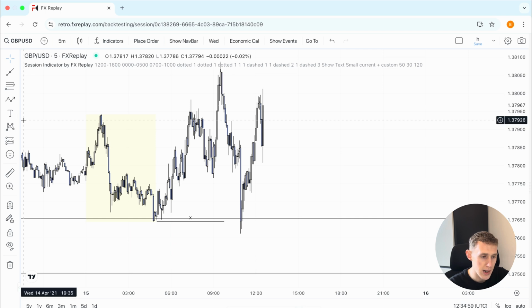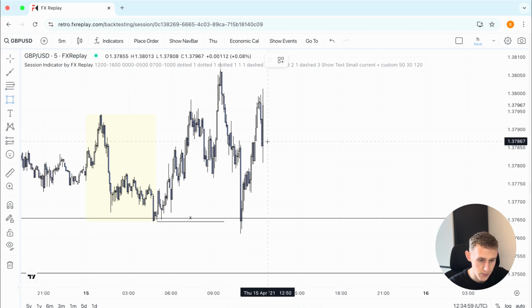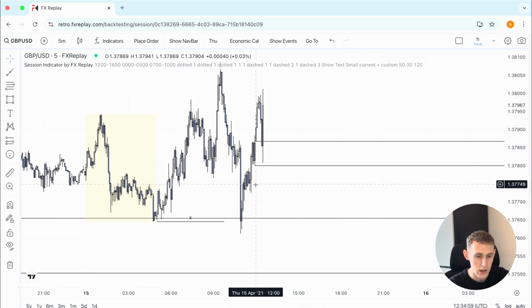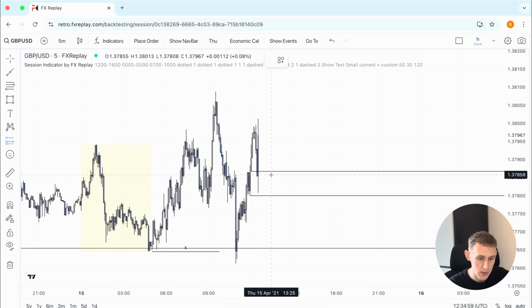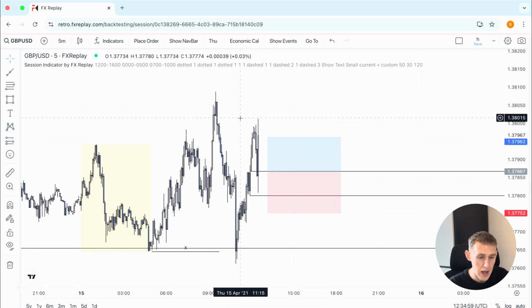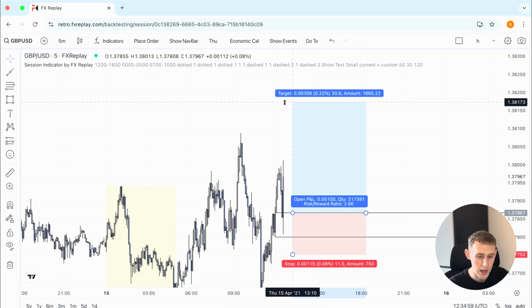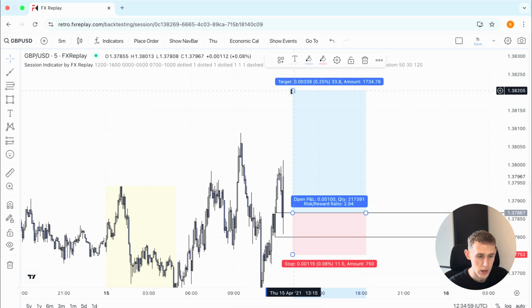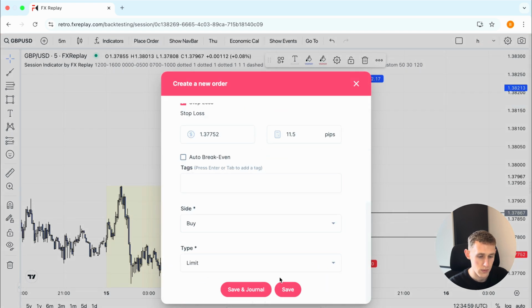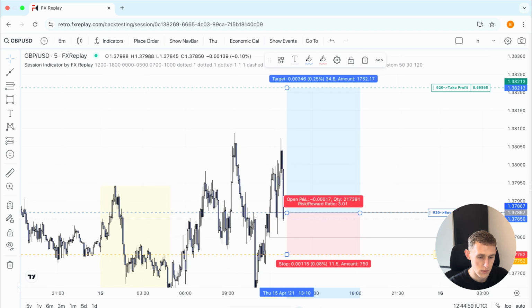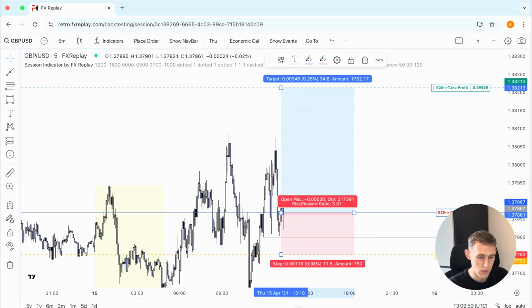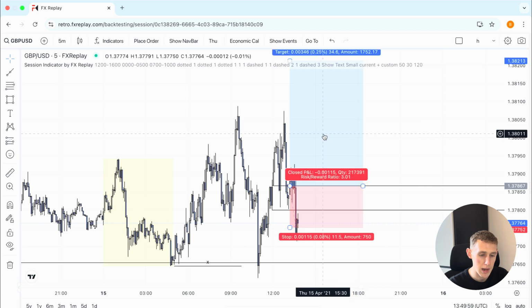Damn, I played price too quickly there. This should have been the entry, just here. Maybe if we can retest it, I'll enter. But yeah, ideally I should have set a limit there. My bad, guys. I was playing price too quickly. Yeah, there we go. So that would have been a loss anyway.